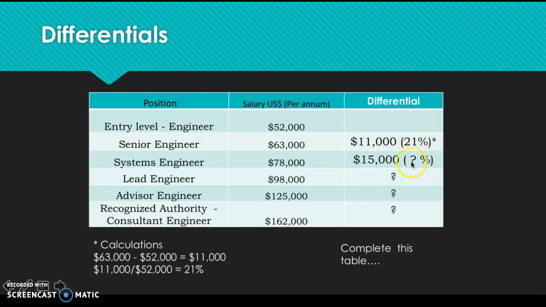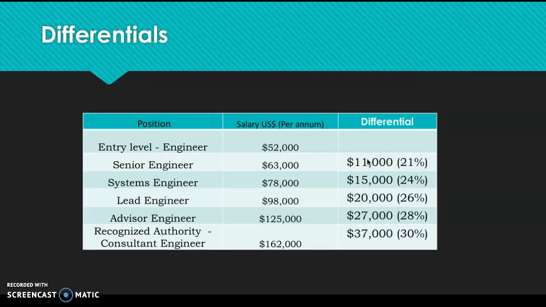So let's look at what the differential is then between the systems engineer and the senior engineer. 78 minus 63 is 15, divided by the lower number, 63. 15,000 divided by 63, I'm not even going to try and guess, 24%. So here's a completed table. So you'll see 98 to 78, that's 20,000 differential, which actually works out at 26%.